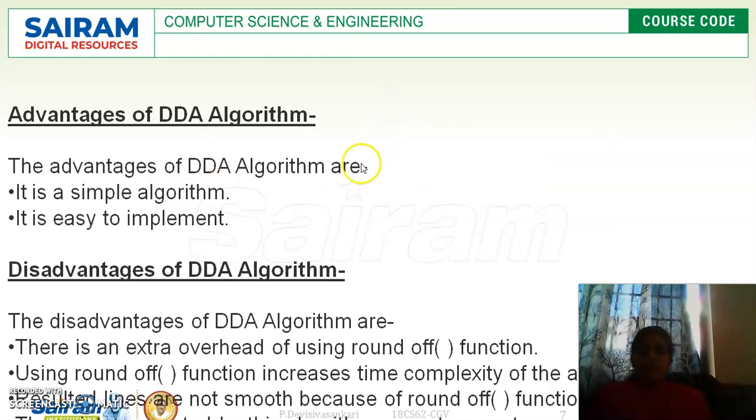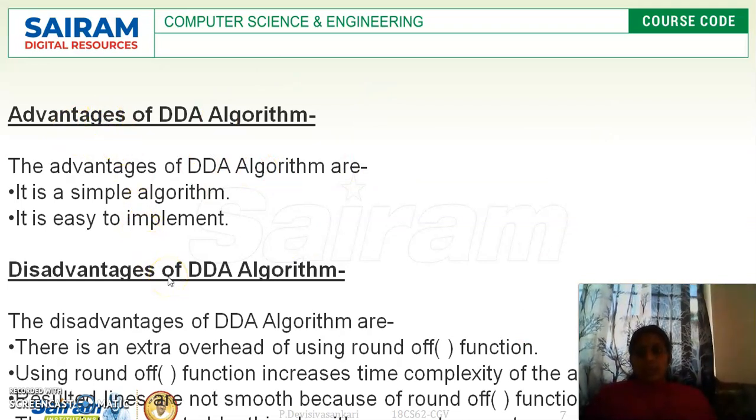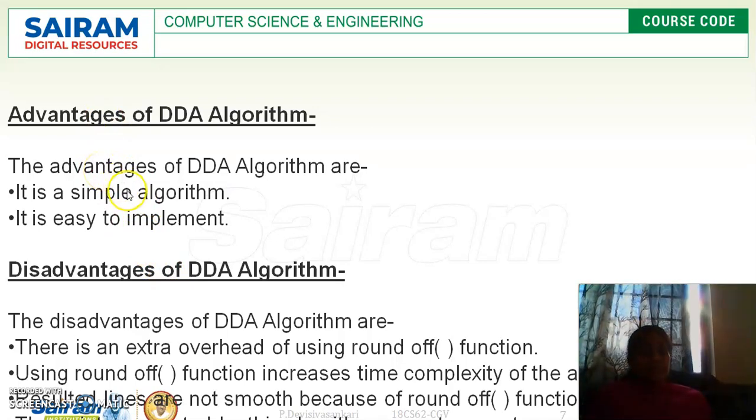And next we are going to see the advantages as well as the disadvantages of the DDA algorithm. So the main advantage of the DDA algorithm is it is a very simple algorithm and it is very easy to implement. And since here we are not using any multiplication or division, it is very easy to implement, right?